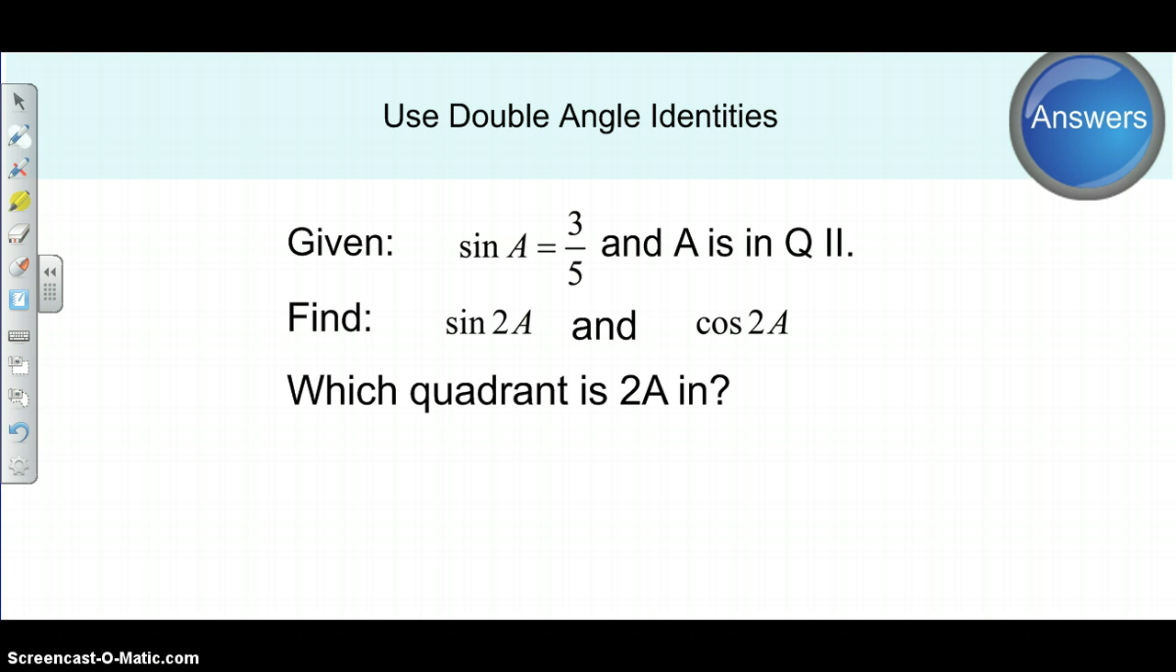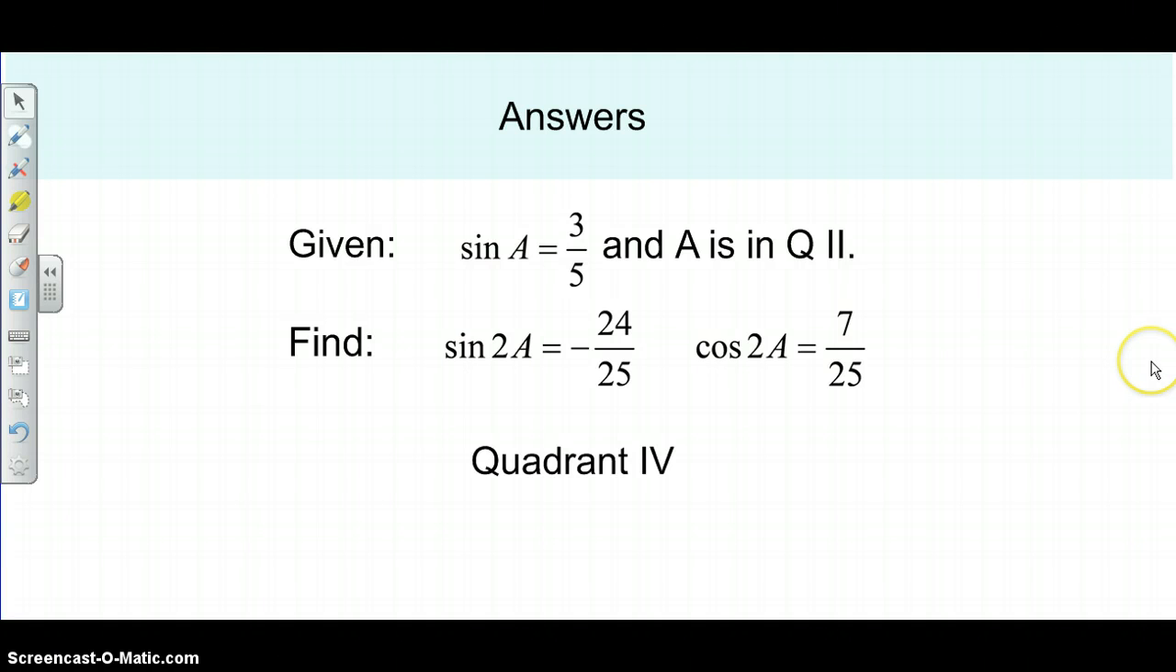Next, I want you guys to try this, and then pause the computer, and then I will show you the answers. Here are the answers. If you got something different, go back and check your work. If you are still having trouble, let's talk about it tomorrow.